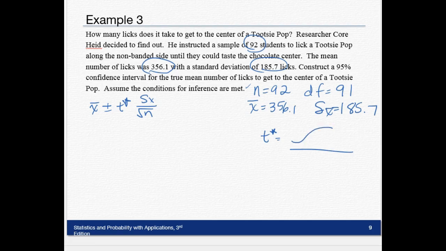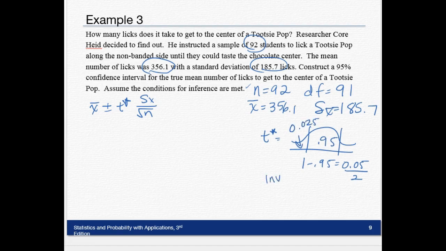All right? This is a 95% confidence interval, so I put 0.95 in here. That means I have 5% left, right? 1 minus 0.95 leaves me 0.05. Divide that by 2 because there's 2 tails. So the area in each tail is 0.025.